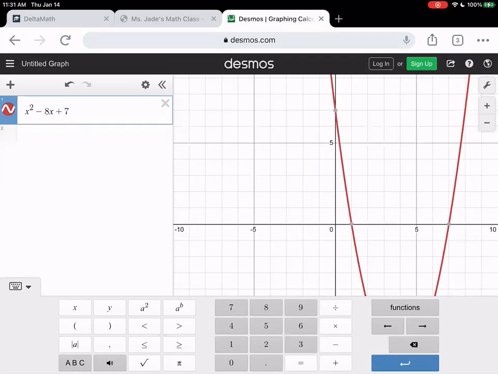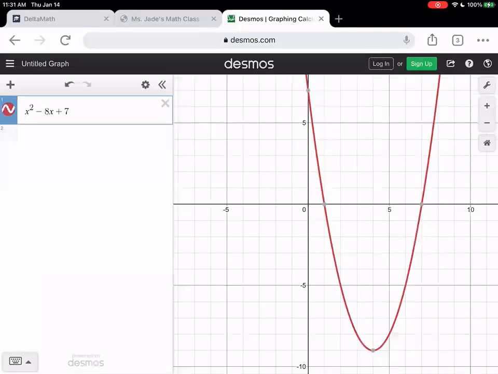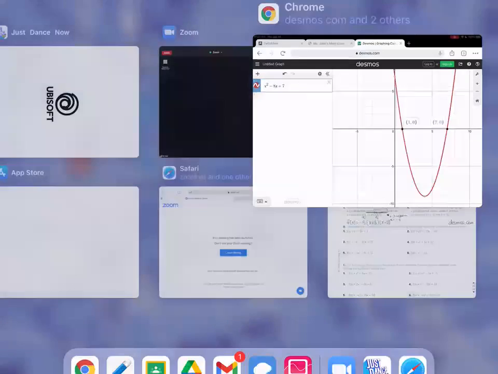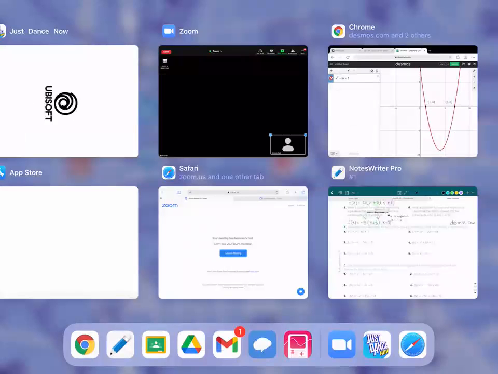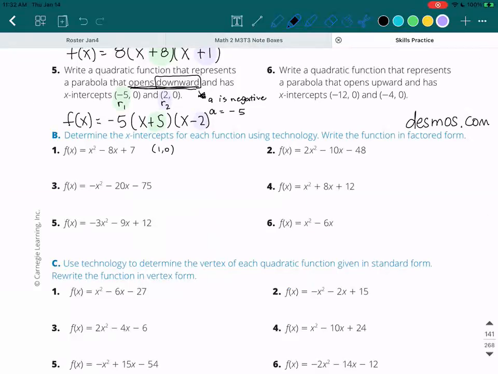Okay, so we want to notice what our x-intercepts are, because that's going to help us figure out how to write it in factored form. So I want you to notice that the x-intercepts are 1, 0 and 7, 0. Okay, 1, 0 and 7, 0. Remember that. I'm also going to write them down here. 1, 0 and 7, 0. So these are the x-intercepts. And then we're going to write the function in factored form.